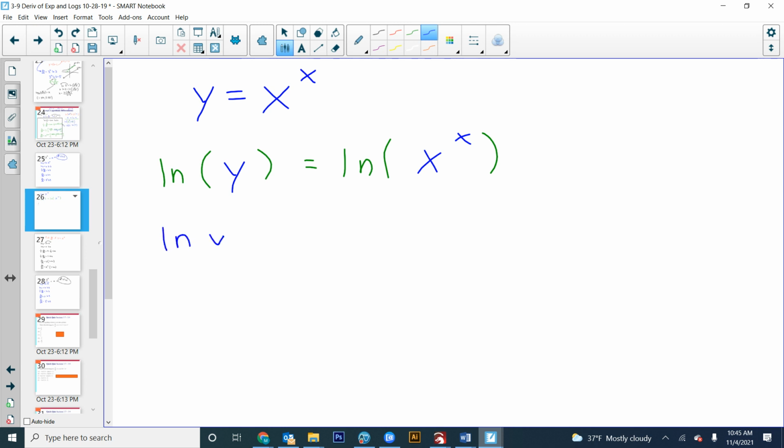I have ln of y. What does the right side allow me to do? It's the whole point of doing this. What comes down front? What is it? x. x comes down front times ln of what's left? x. x times ln x. Agreed?